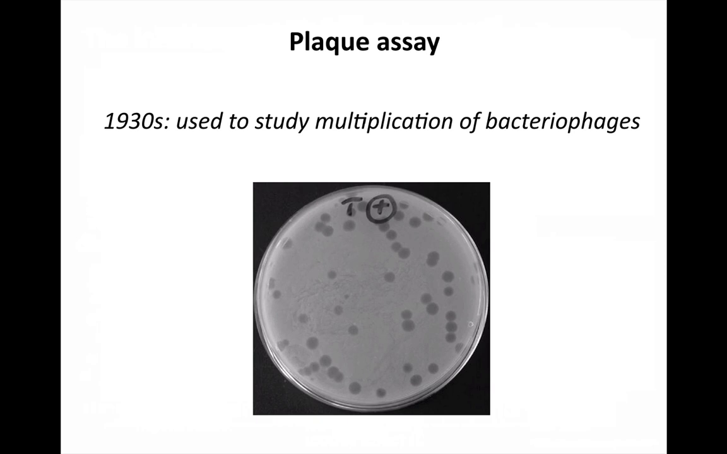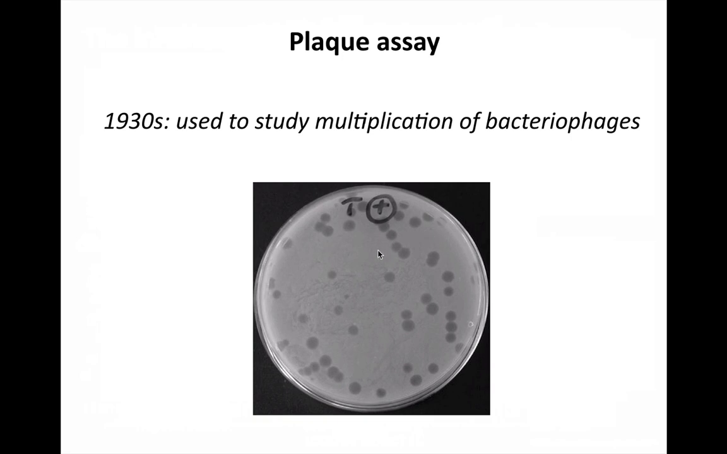The first assay, and perhaps the most powerful, is the plaque assay. And it's called that because the virus is forming plaques on the monolayer of cells. On this slide, I'm showing you a plaque assay with a bacteriophage, a virus that infects bacteria. The plaque assay was first developed using bacteriophages in the 1930s. And what we have here is an agar plate. It's a petri dish, a plastic petri dish with an agar layer on it.